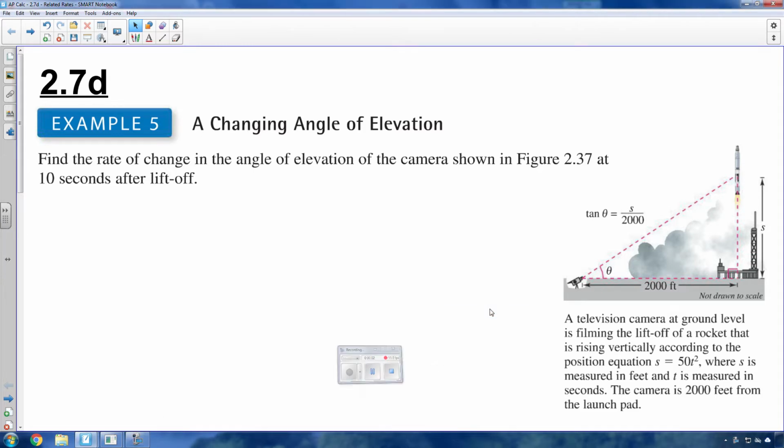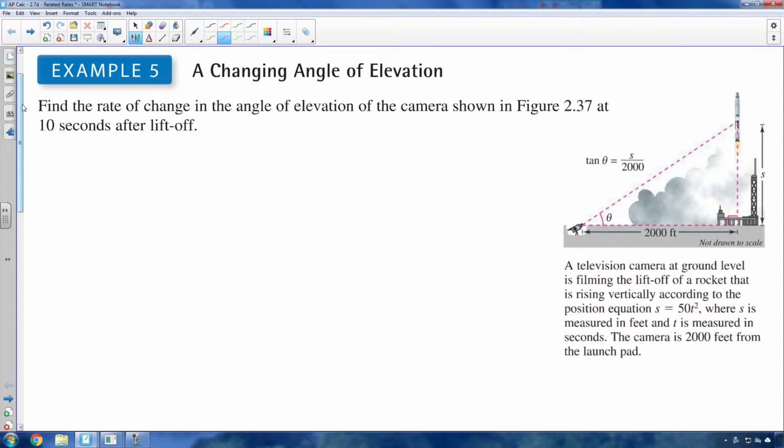Okay, so this video is 2.7D, related rates, last video. You can put the date up here. And we're talking about example 5, changing angle of elevation.